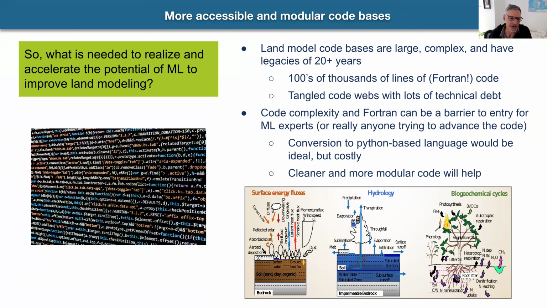On the left here is an image of what would look like a really poorly written code that you can't understand, which is probably slightly true of many of today's land models. These land model code bases are very large, very complex, and have legacies of 20 plus years. They have hundreds of thousands of lines of Fortran code. I think CLM is approaching 400,000 lines of code. It's Fortran code, which of course machine learning experts find unpleasant at best.